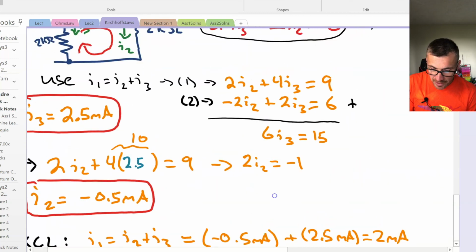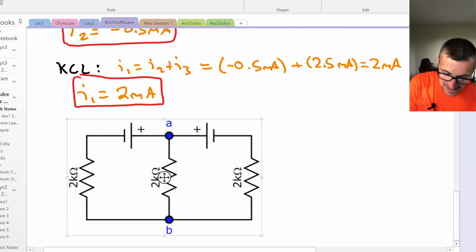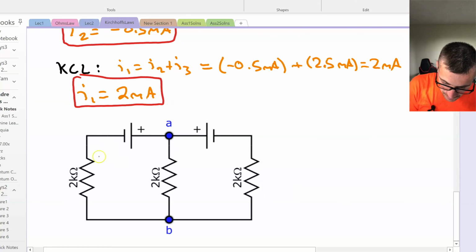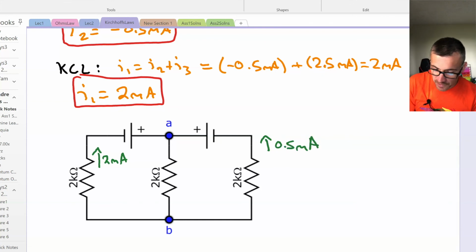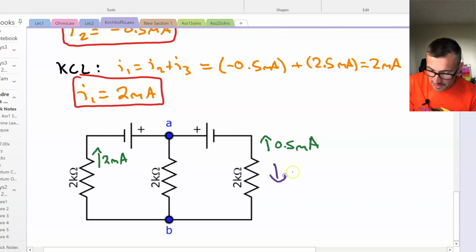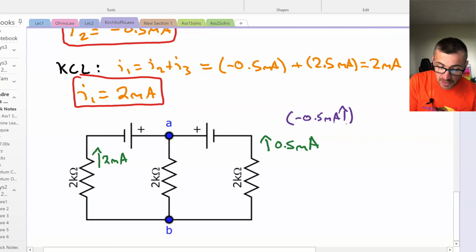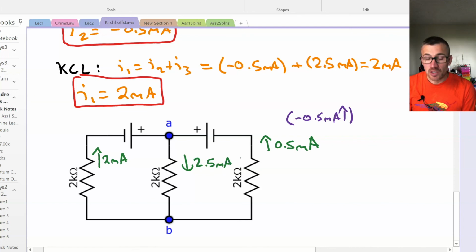So let's redraw that circuit, or just copy and paste it, and find that we had 2 milliamps this way. We had half a milliamp this way. Remember, we solved and found it was negative 0.5 milliamps going down, which is the same as half a milliamp going up. And we had 2.5 milliamps going down. And there we've completely solved all the currents.